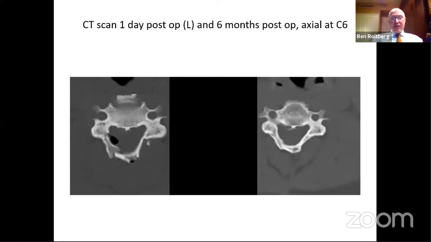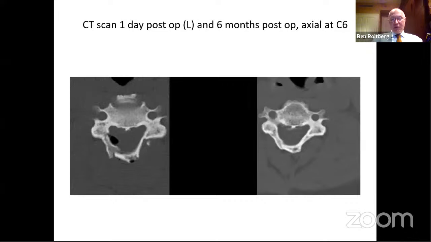Here is an example of a CT scan 1 day post-op. Axial at C6, that's on the left side. On the right side, it's 6 months post-op. Exactly the same patient, exactly the same cut. So what we can see is that this autograft integrates very nicely. This kind of smooth contour of the fusion is typical of this type of peg autograft. It remodels to fit the patient's topology, which you cannot see, of course, with allografts, with dead cadaver bone or anything else.